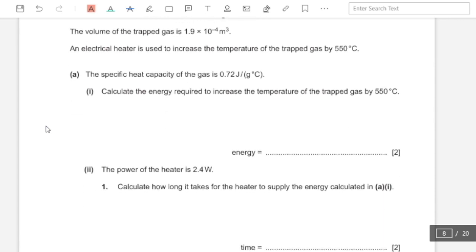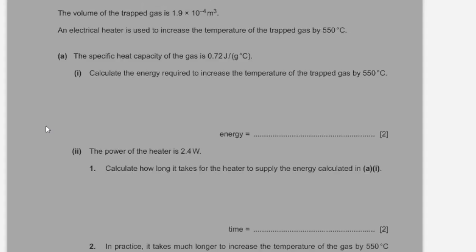1. Calculate the energy required to increase the temperature of the trapped gas by 550 degrees Celsius. So we have the formula of specific heat capacity as energy divided by mass into change in temperature.